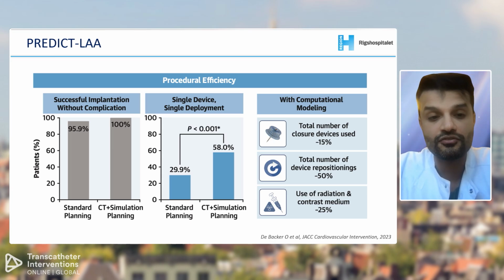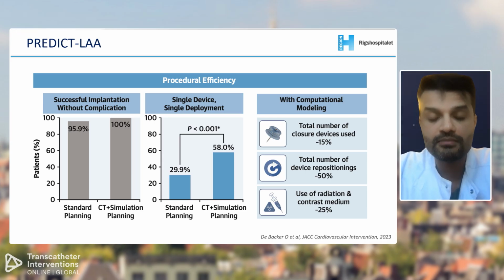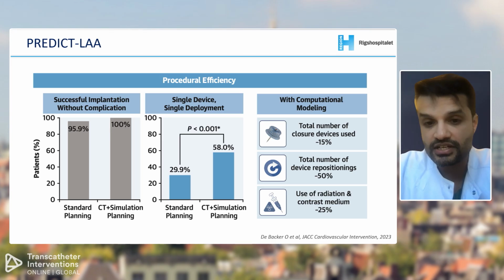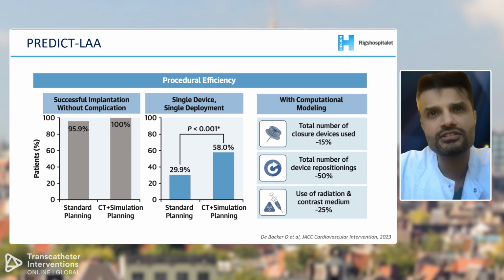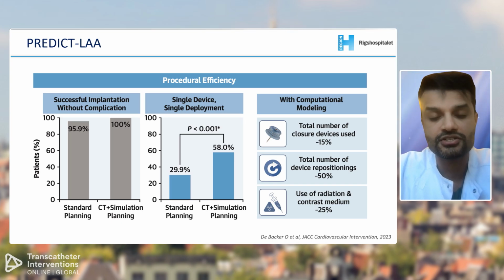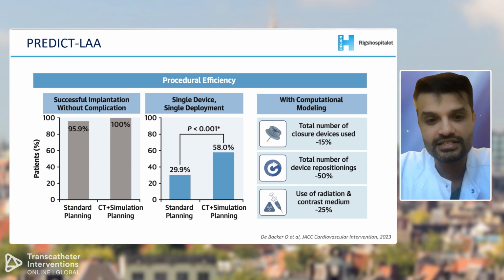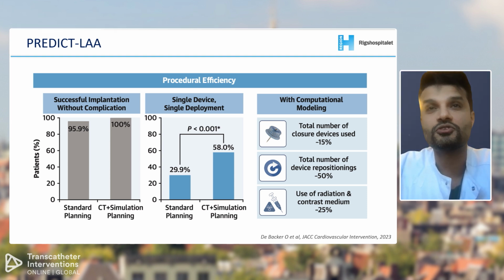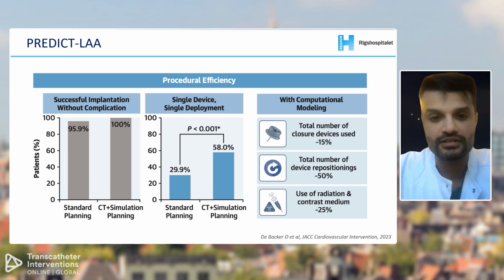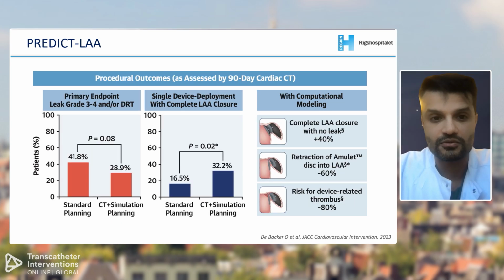So on the procedural efficiency side of things, if you had CT simulation planning, you achieved a much more streamlined workflow. So fewer devices were used, fewer repositionings, which of course then translates into less radiation and contrast. And I think that's not surprising, because you have already tried in your simulation different devices of different sizes in different positions. So you've done a lot of the procedural learning curve in the simulation, and then you go with one device and it seems to work better.